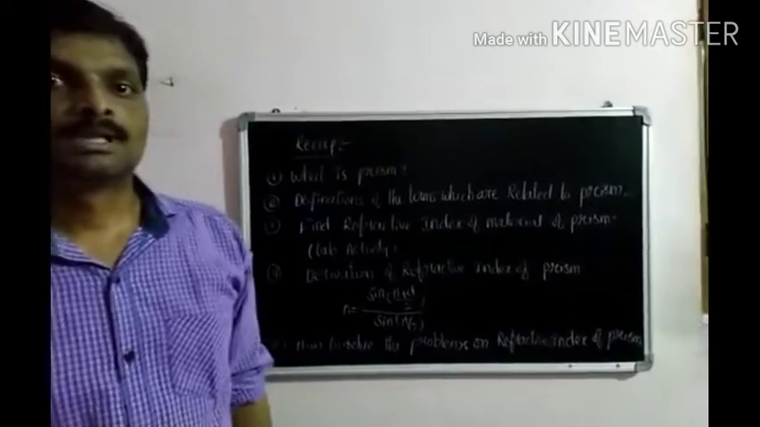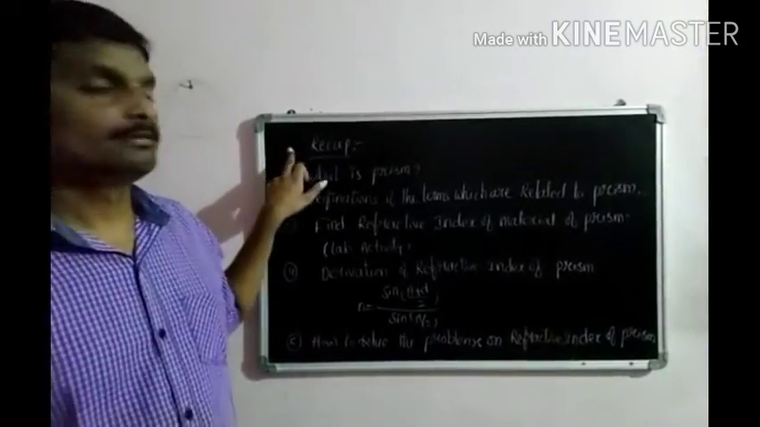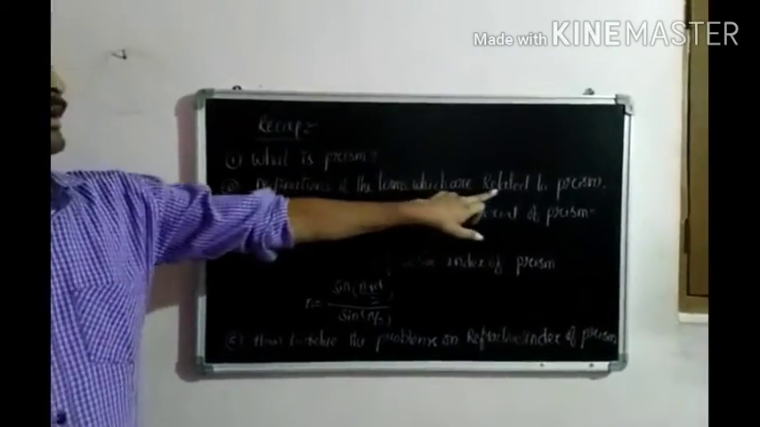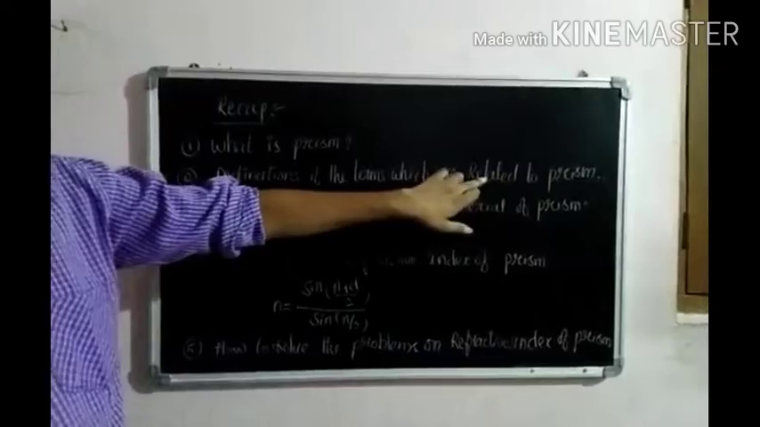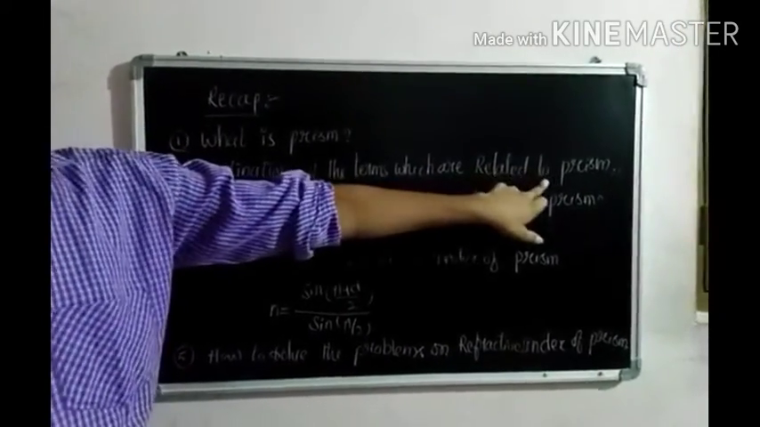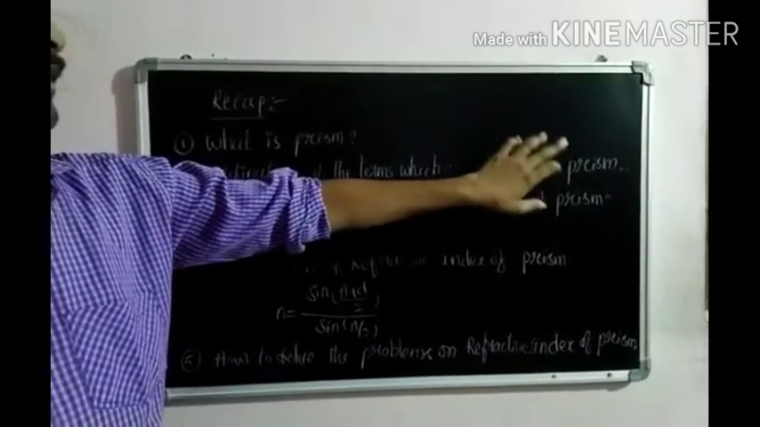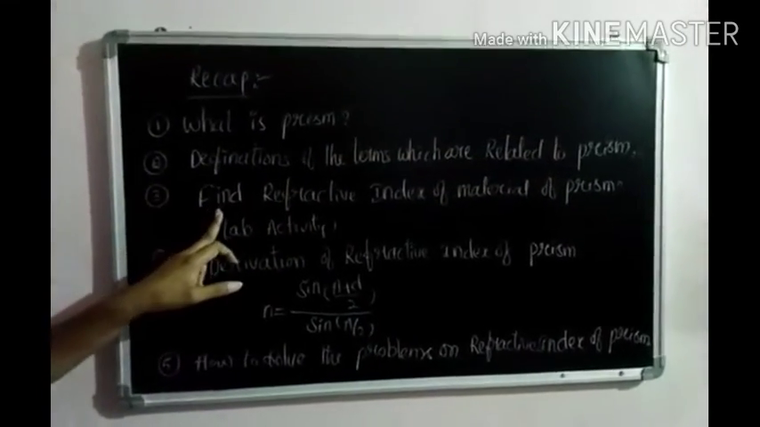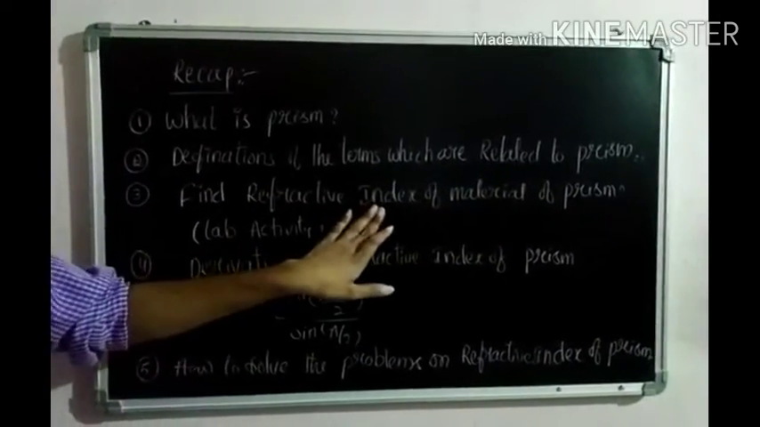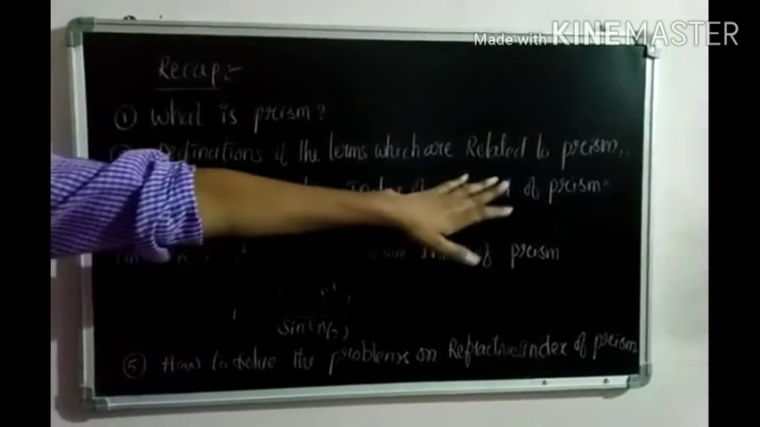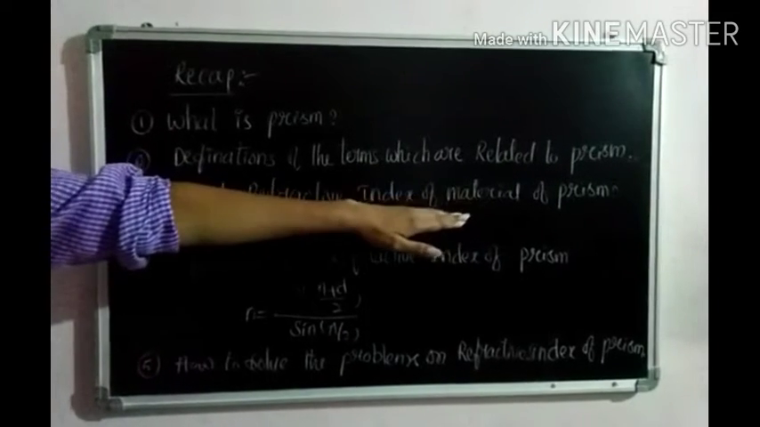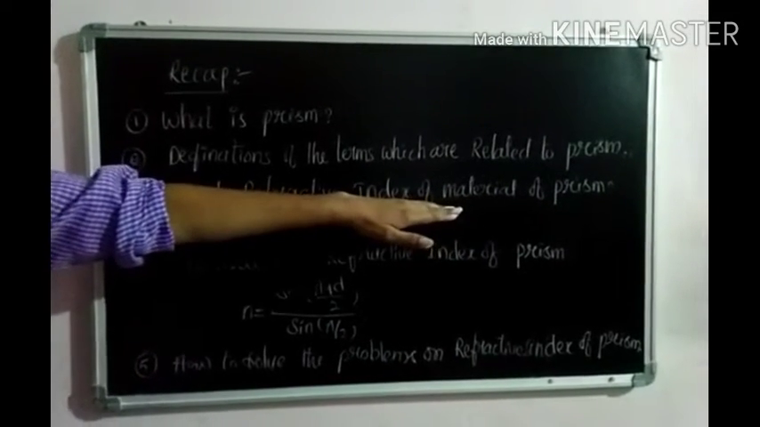Hi children, yesterday we discussed what a prism is and the definitions of the terms related to it: the angle of incidence, the angle of emergence, and the angle of deviation. These are all definitions we learnt yesterday. The third one is finding the refractive index of the material of the prism, which we discussed through a lab activity that I presented through a video.